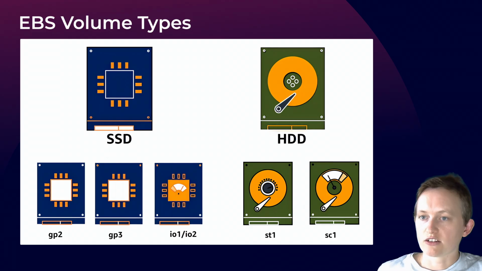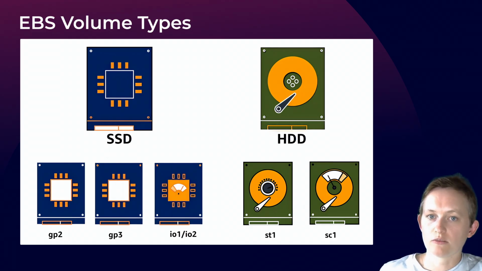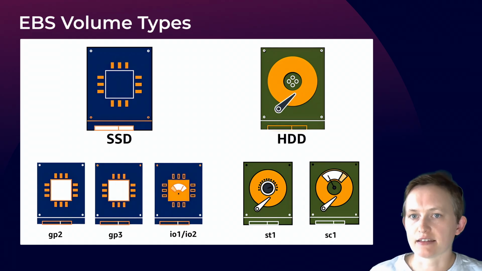And with your HDD volumes, we've got our throughput optimized, which is our ST1 volumes, and we've got our cold HDD volumes, which is our SC1 volumes. Now let's dive a bit further into these volume types and have a look at the different characteristics that each volume offers. First of all, we'll look at the SSD-backed volumes.